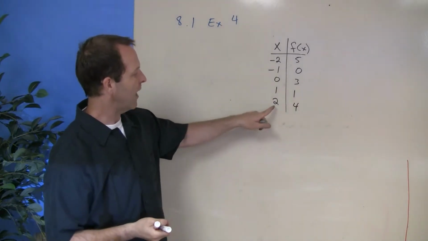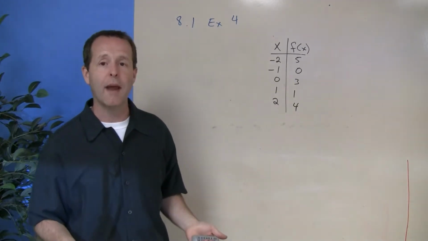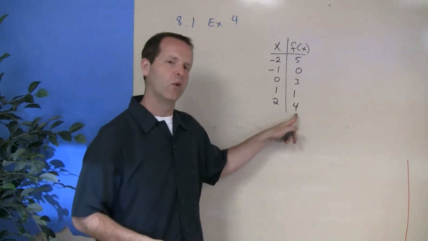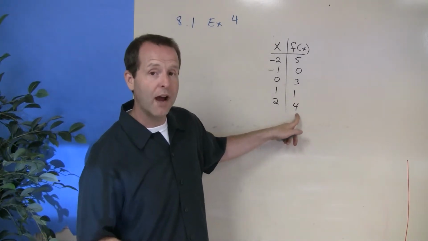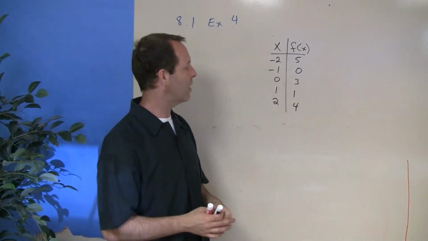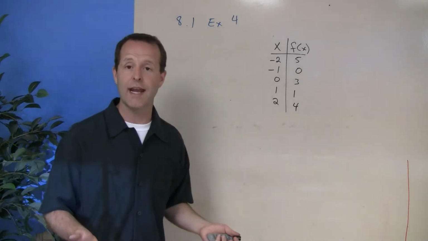And remember, all my x values, or my input values, represent the domain. And the second values, the f of x, or the y, or the output values, represent the range. A couple of questions I want to ask: let's say, for example, I want to find out what f of negative 1 is.